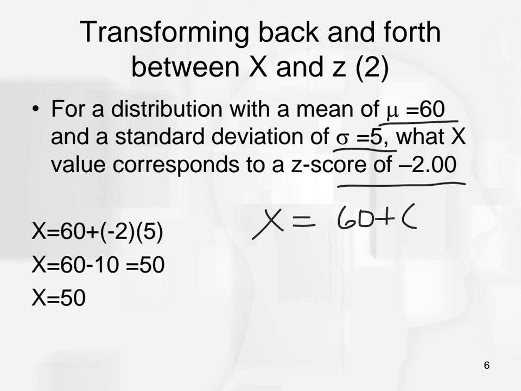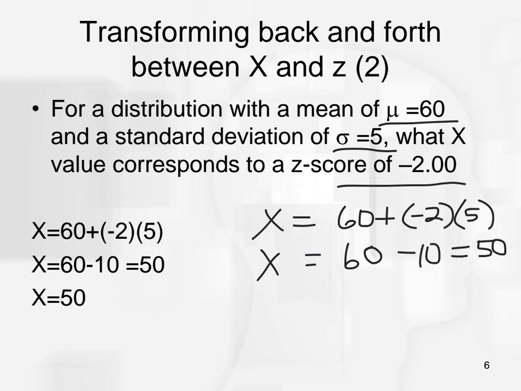We know that our z-score is equal to -2, and we know that our standard deviation is equal to 5. So we would go ahead and do our mathematics. So we have 60 minus 10, and that equals 50, right?